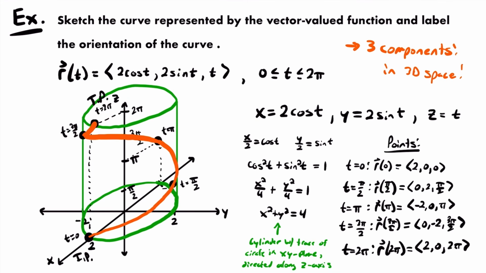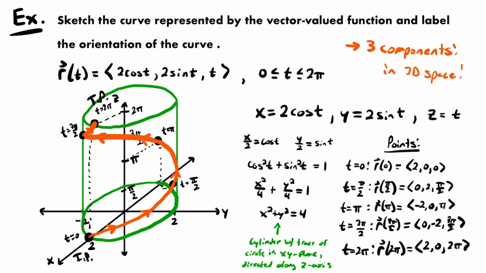Okay, and then of course we want to label the direction here, or the orientation. Since we started down here and made our way like this, then we want to point our arrows in that direction. Okay, you don't have to draw as many arrows as me. I just like to make it very clear which way the space curve is directed. All right, and so that's our space curve.